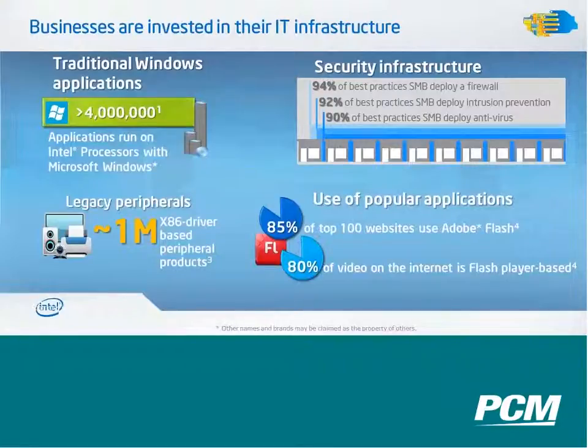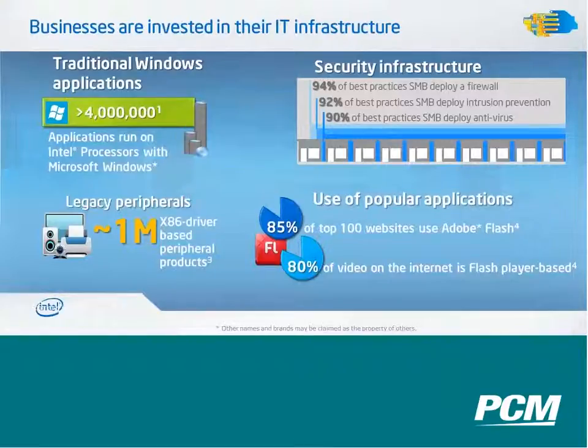And then also making sure that a lot of the applications used outside your company, think of the internet or different websites, like Adobe Flash, for example. 85% of the top 100 websites on the internet use Adobe Flash. 80% of video on the internet is Flash player based. So making sure you've got infrastructure in place that's compatible with the Adobe applications enables you to consume all that rich content that's out there. And like I said, some employees even utilize it when they're doing presentations to customers.